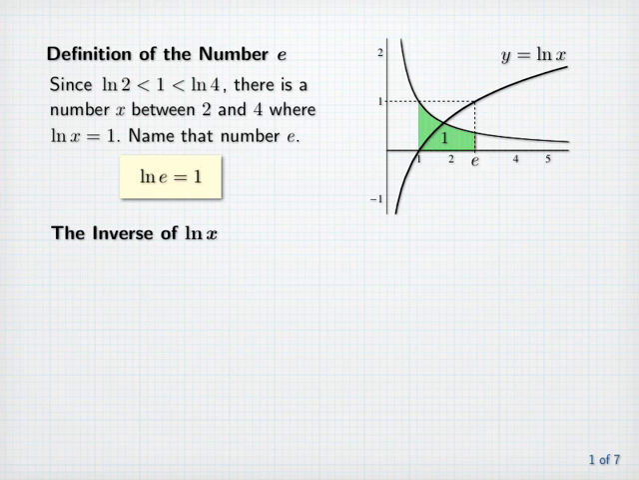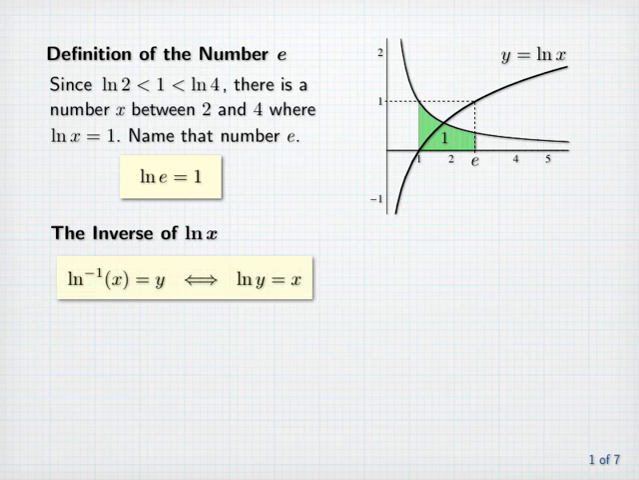The inverse of the natural log function. Since it's always increasing, the natural log function is 1 to 1. That is, each number y in its range corresponds to exactly one number in its domain. Therefore, it has an inverse, which we'll call for the moment inverse natural log, which is defined as follows. Inverse natural log of x equals y is equivalent to natural log of y equals x.